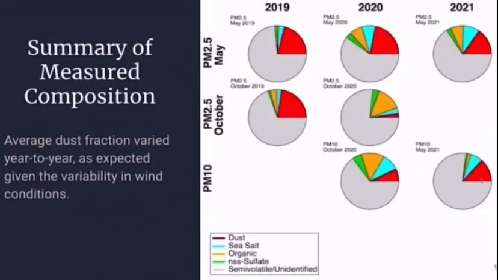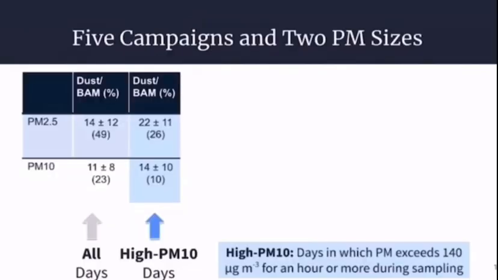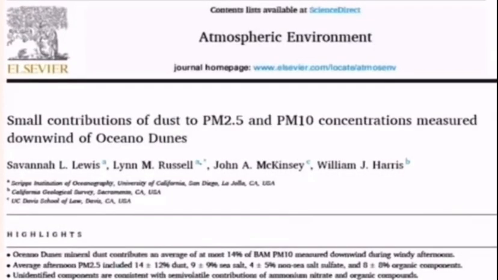If you go to 2021 in spring, you can see our dust fraction. This is the 14%. So there is year-to-year variability because the wind varies year-to-year. But on average, what we see for the dust fraction is here. And PM10 is 11 plus or minus 8 and 14 plus or minus 10%. So again, this is the 14 plus or minus 10% on high PM days of what dust is contributing. And this is what was peer-reviewed and published by my graduate student, Savannah Lewis, with myself and others as co-authors.